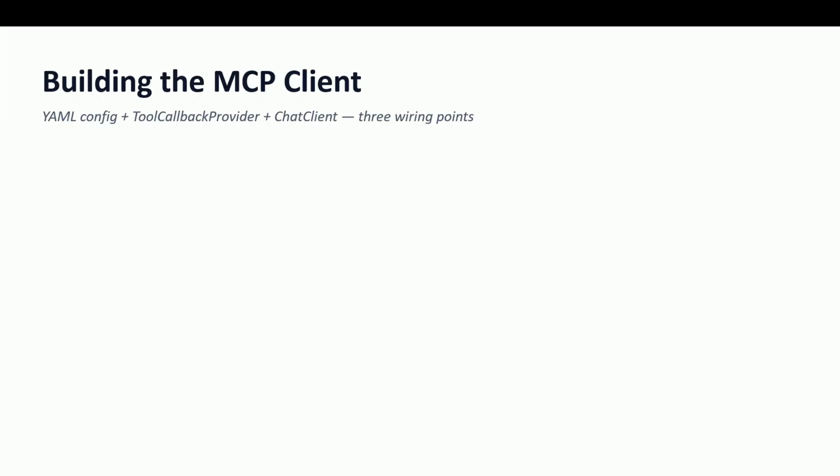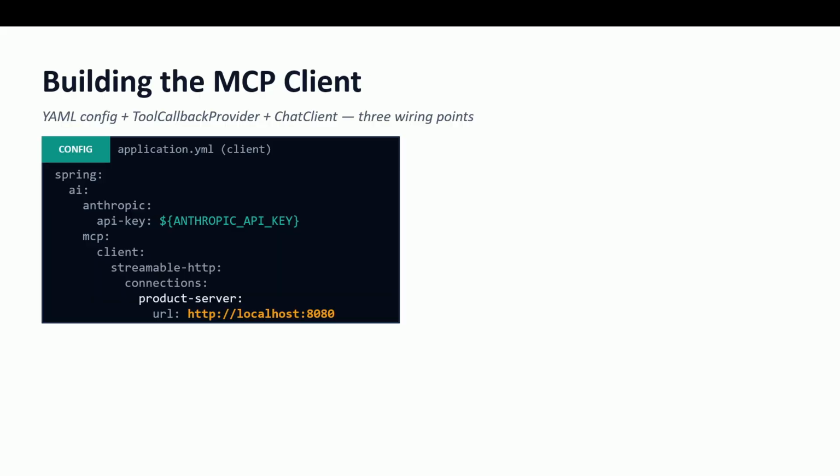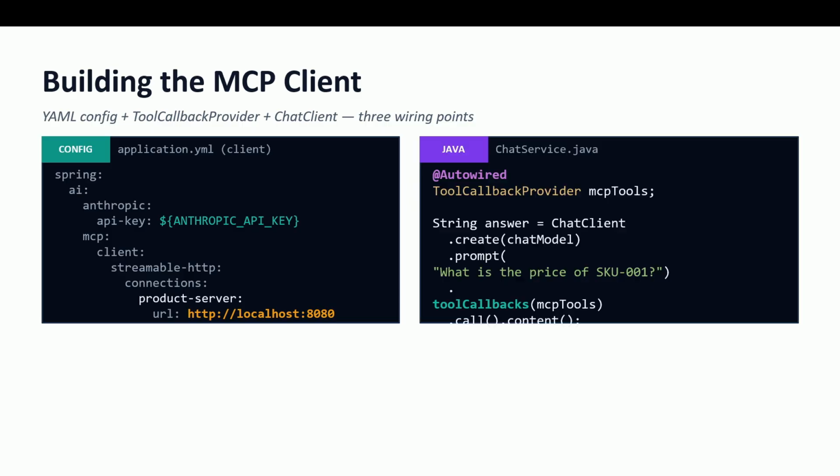So how to build the MCP client? First, you configure the application.yaml. Point the client at your server URL under the spring.ai.mcp.client.streamable-http connections. Name the connection anything you like. On the Java side, Spring auto-configures a tool callback provider bean, injected and passed to the ChatClient as tool callbacks. That's the entire wiring.